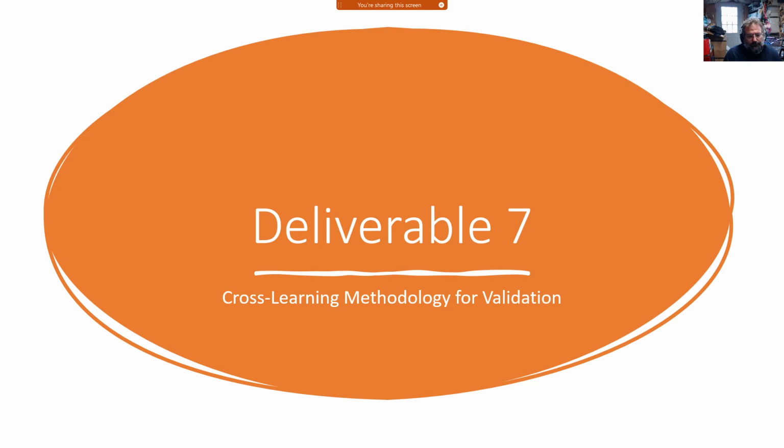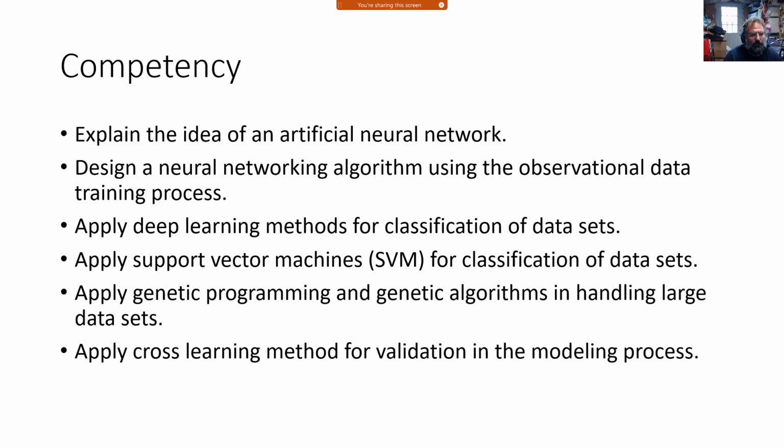Deliverable 7 centers on pulling the whole thing together. Explain an artificial neural network, and design a neural network algorithm using the observational data training process. That's also a labeled data set. Apply deep learning methods for classification of data sets. Apply support vector machines, SVM, for classification of data sets. Apply genetic programming and genetic algorithms in handling large data sets. Apply cross-learning methods for validation in the modeling process.